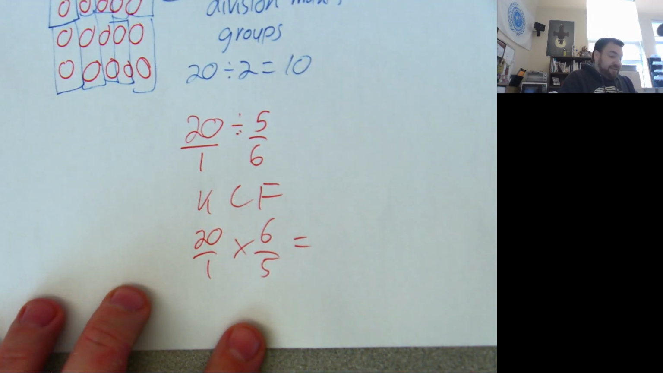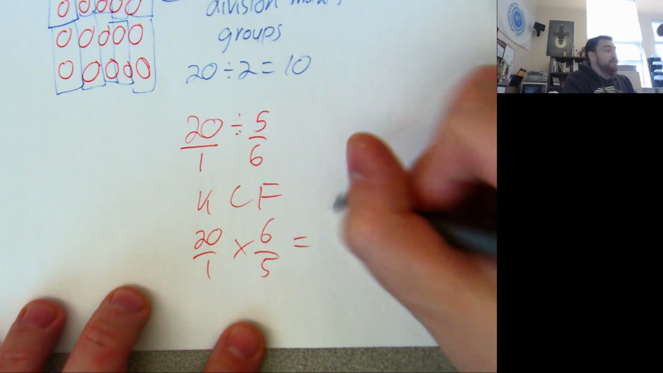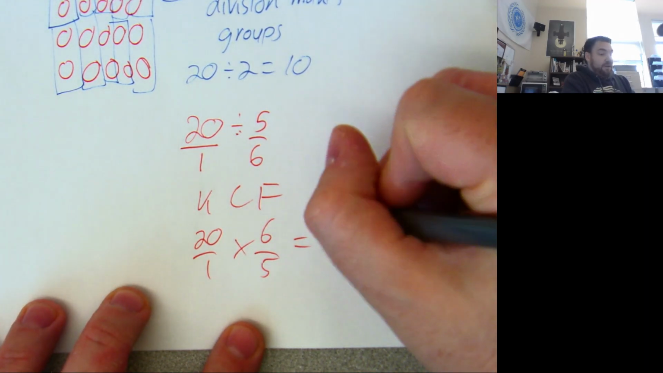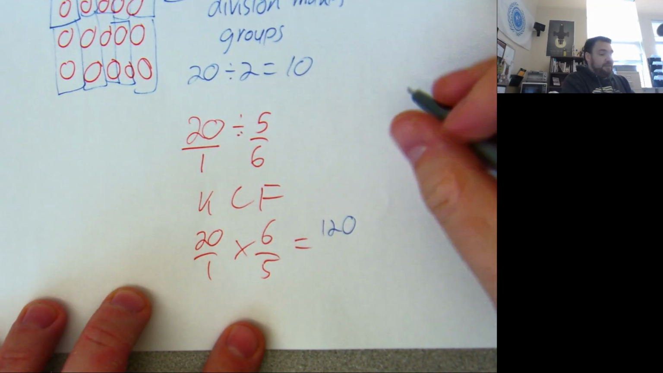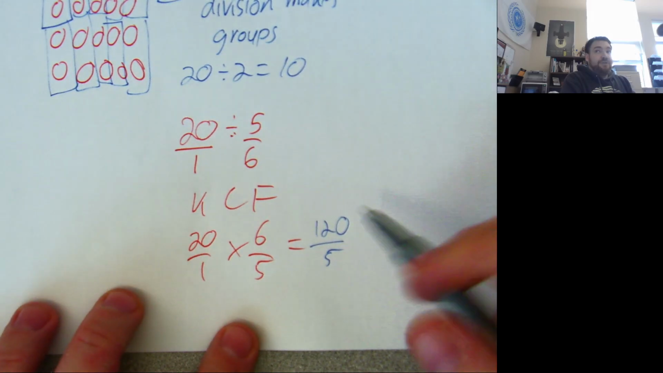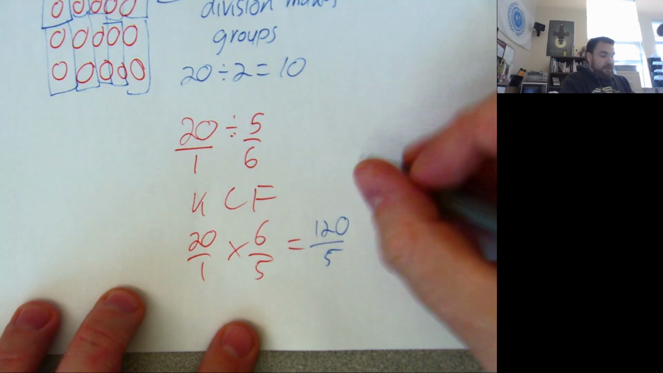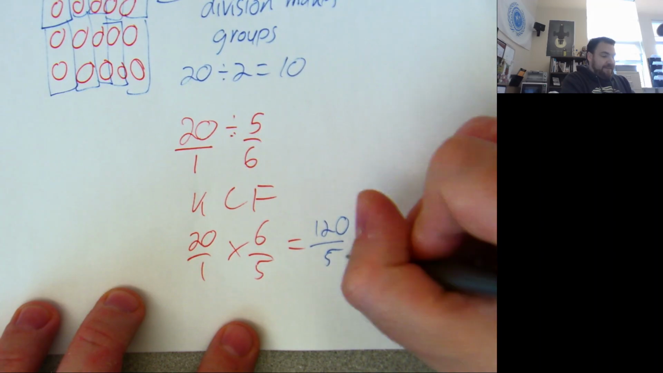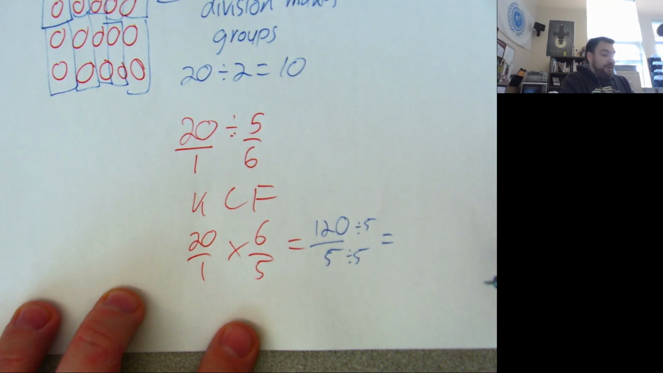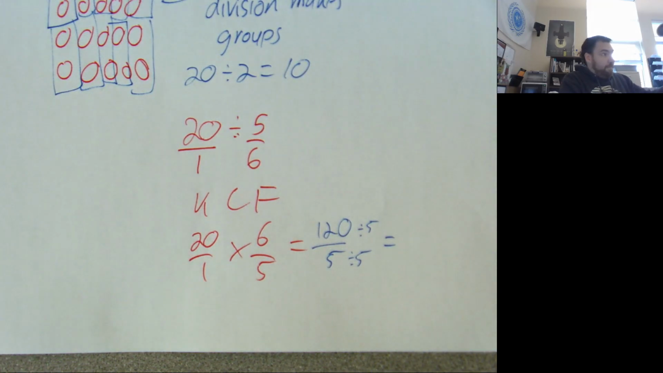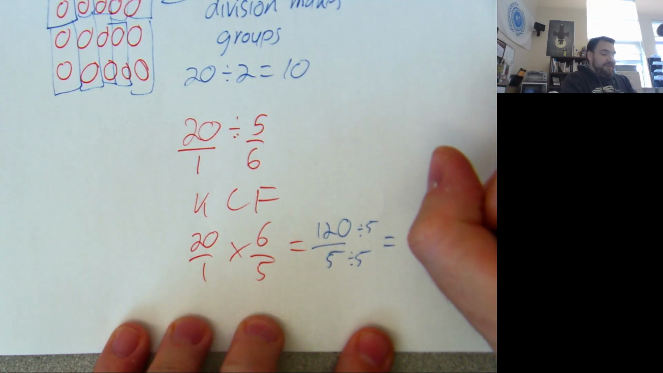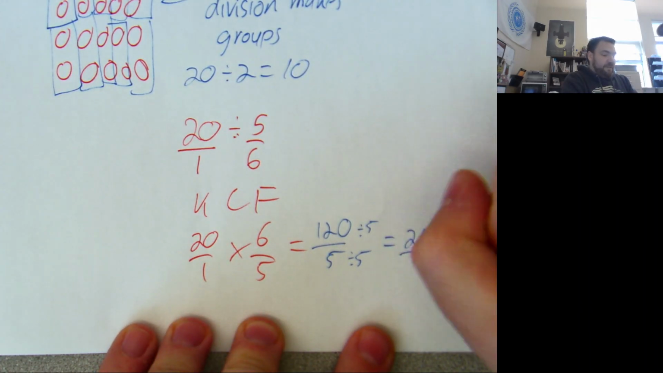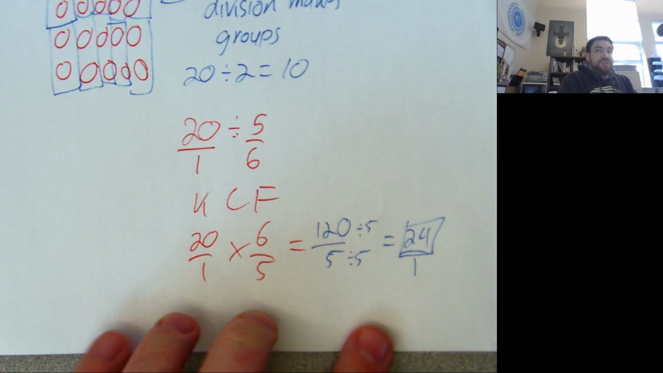Let's just go for it. 20 times 6 is, or 2 times 6 is? 12. So 20 times 6 is 120, I heard someone say. Over 5, and then I can reduce this. I can divide by 5, divide by 5. You will get a calculator for that, but you can also do it on your multiplication tables. This is 24 over 1, which is 24 ants.